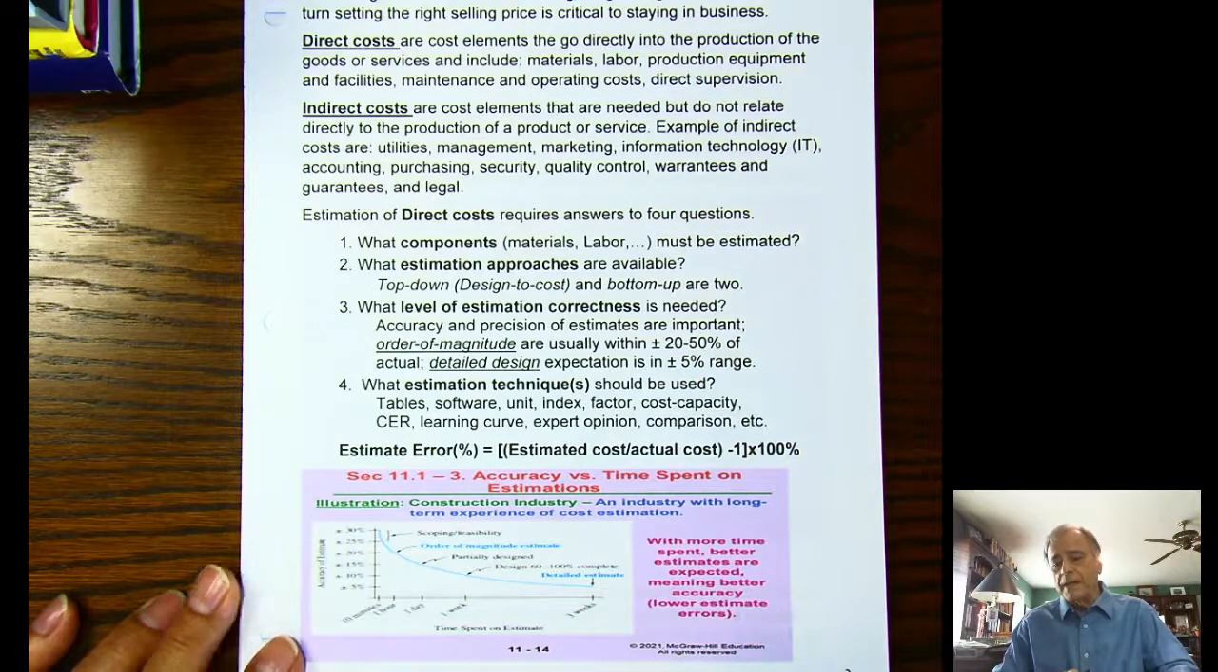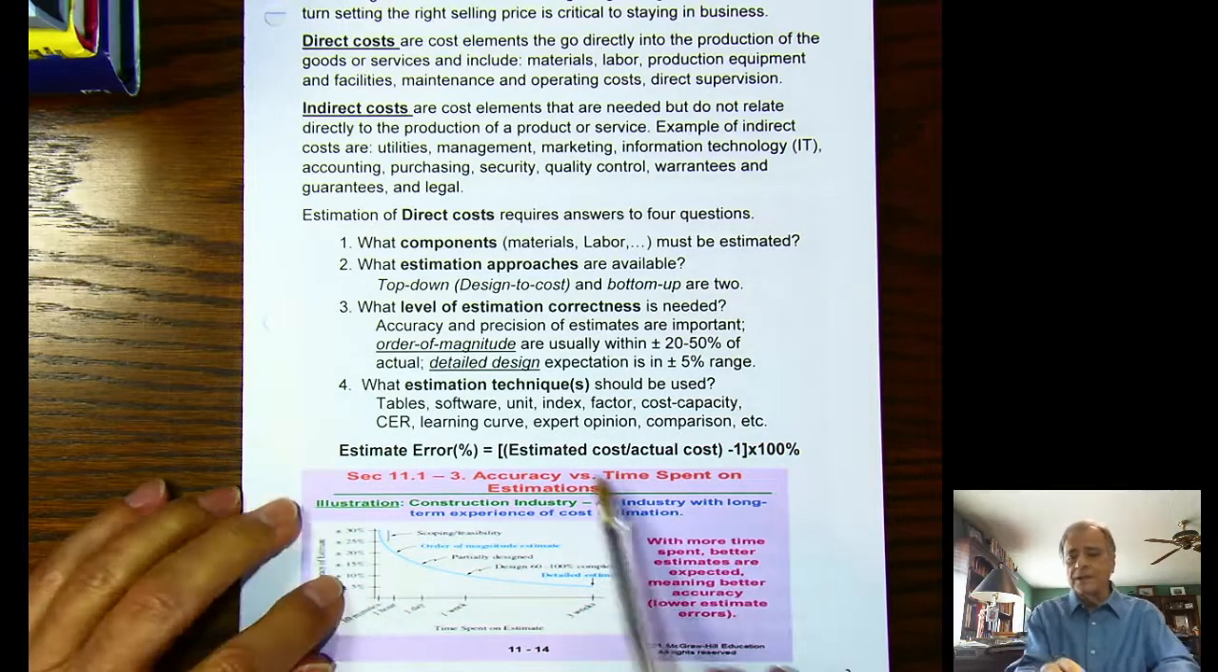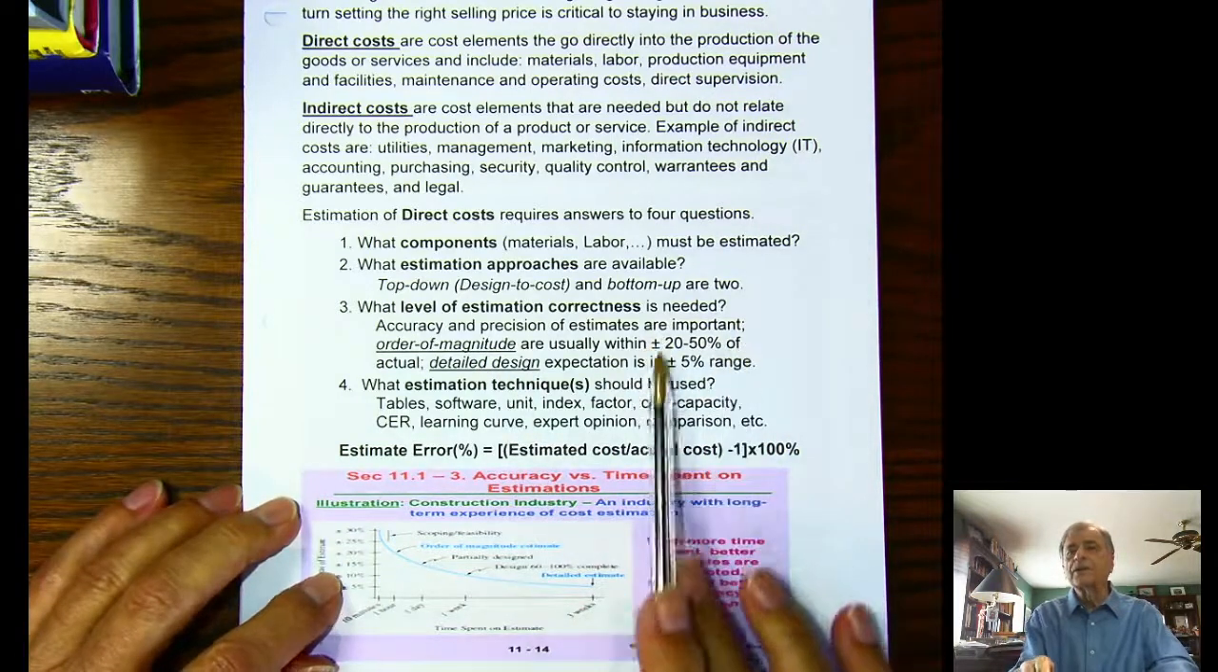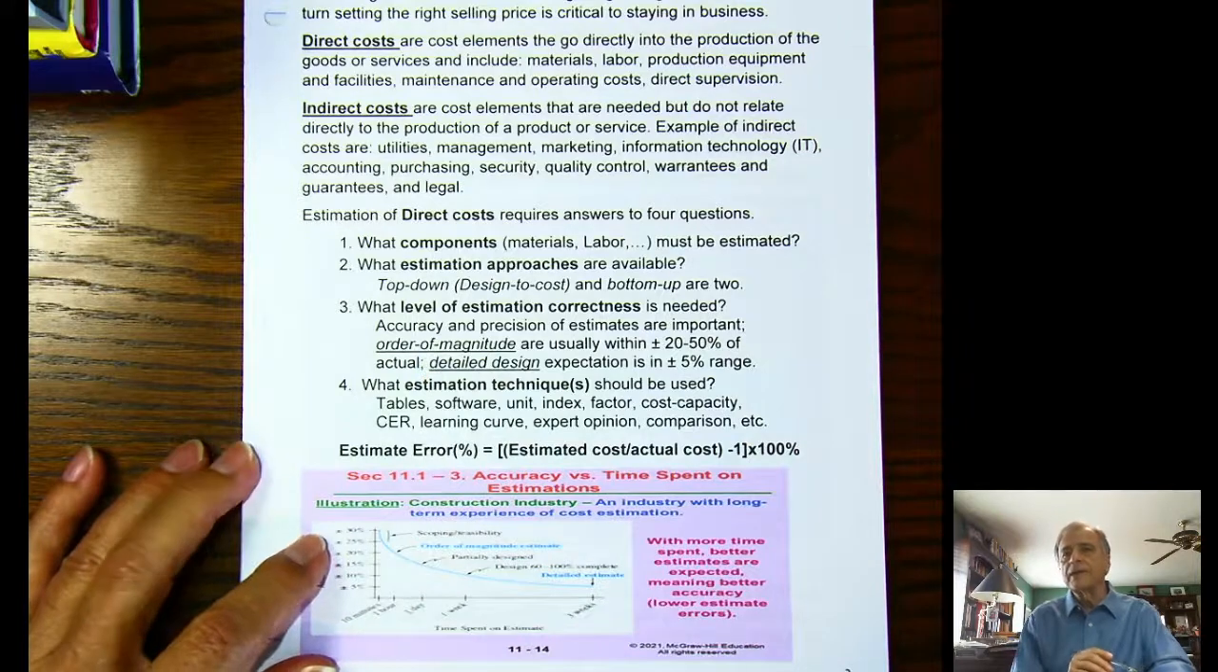If you're talking about a brand new aircraft, then you probably are closer up into this range because it may not be fully designed yet, and the technology to create this aircraft may not even be developed yet. So in that case, in the early phases, you're talking about order of magnitude estimating.